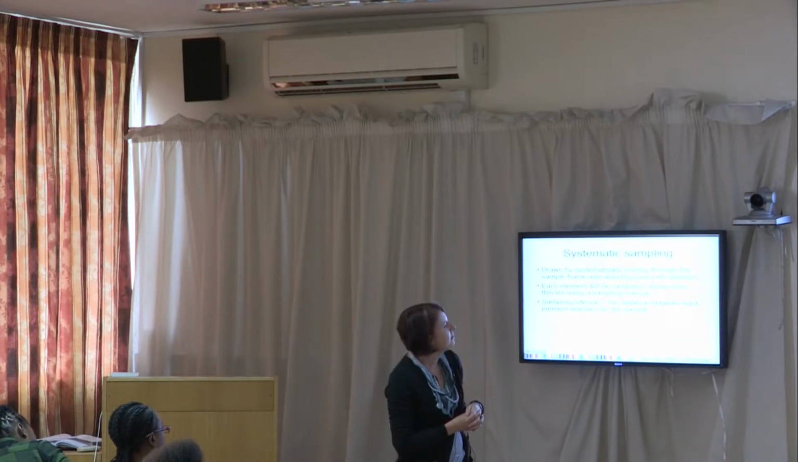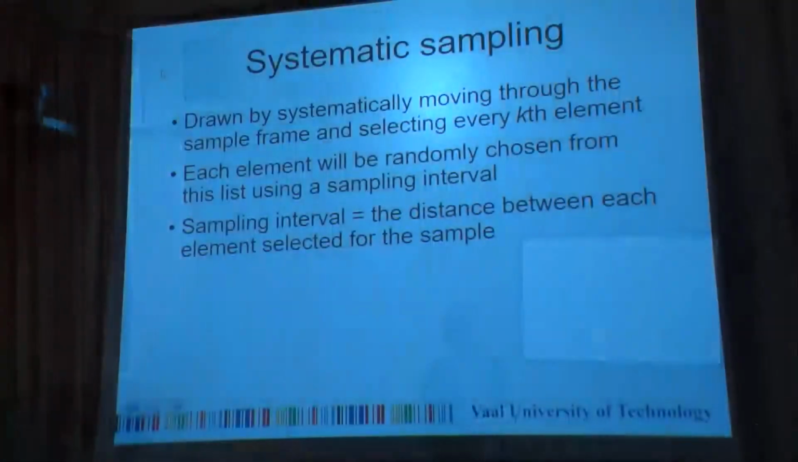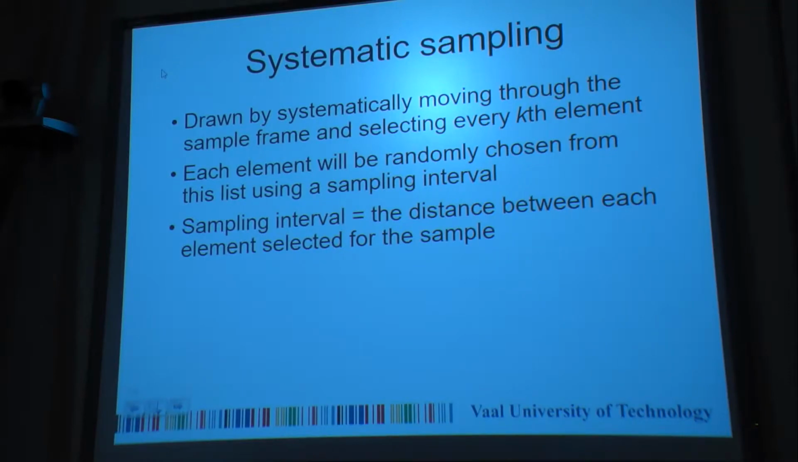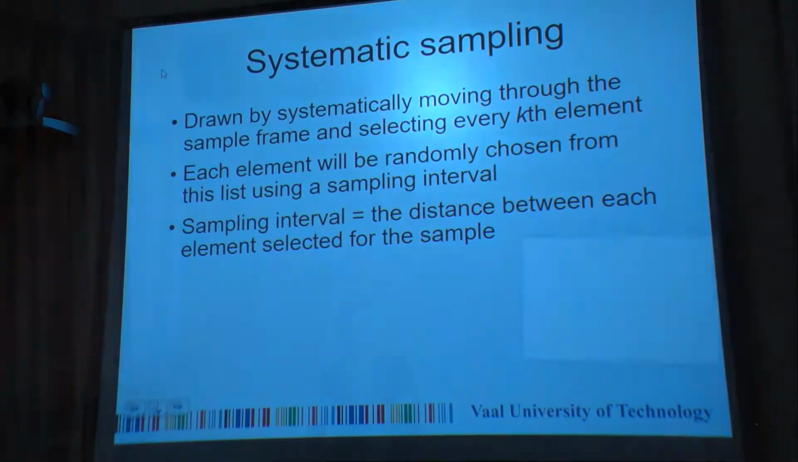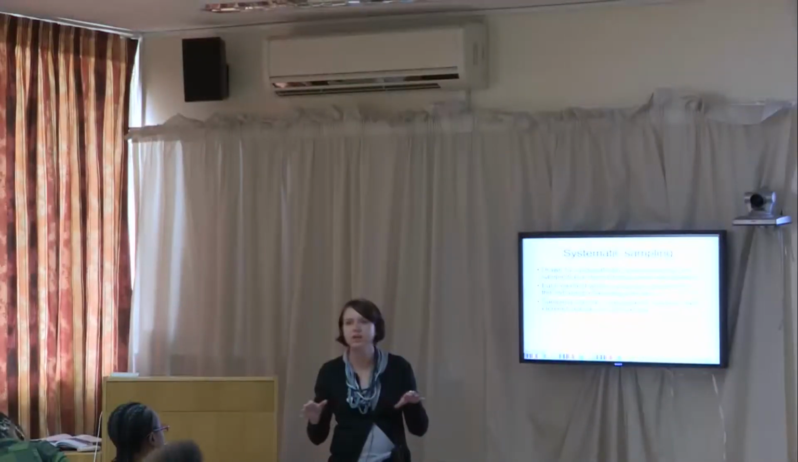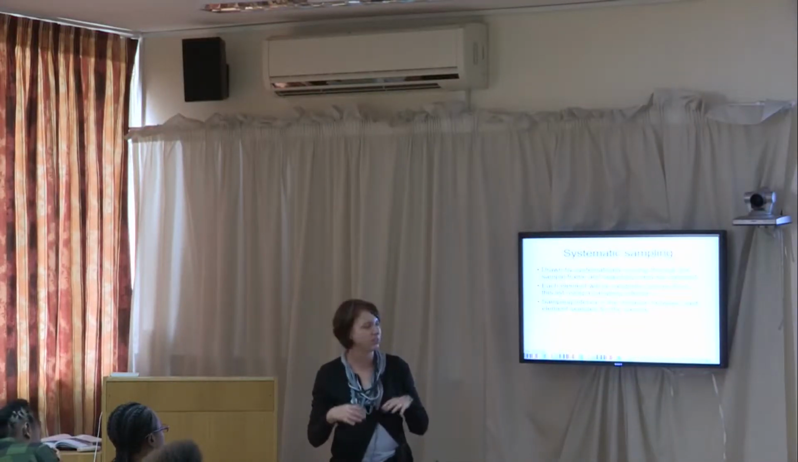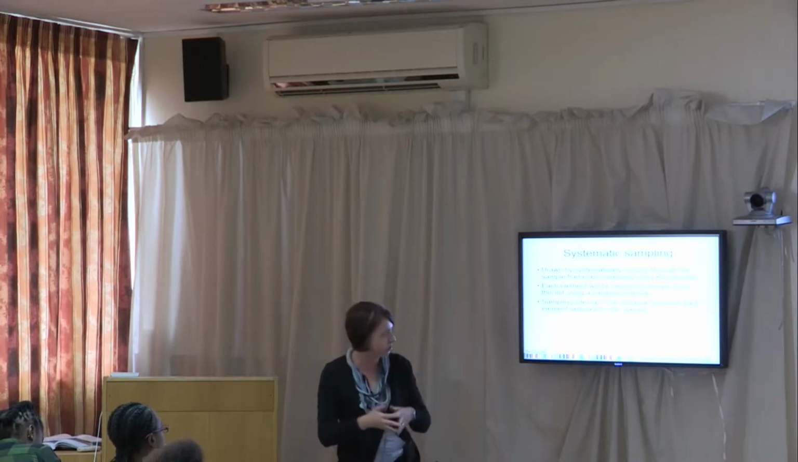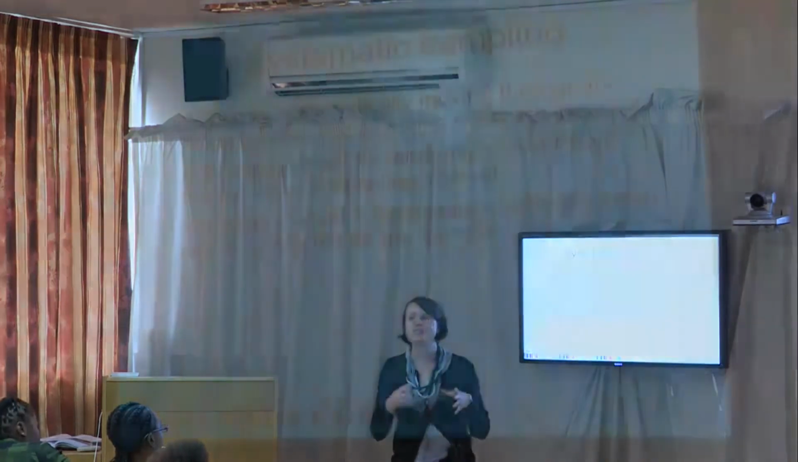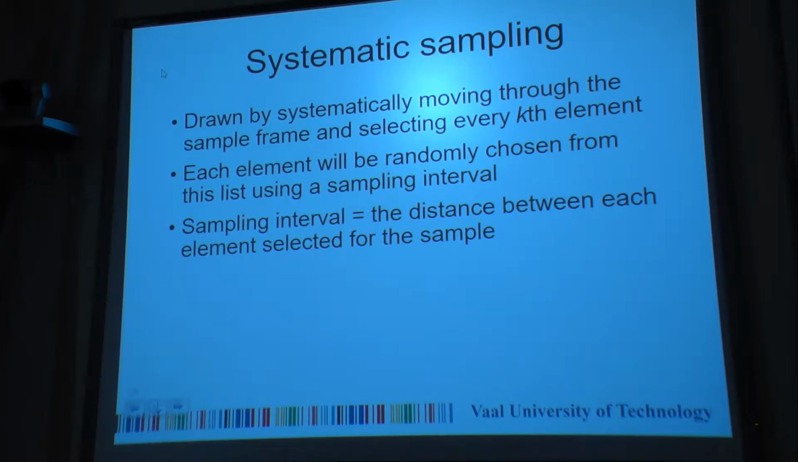So systematic sampling is drawn by systematically moving through the sample frame. Remember the frame, if you hear the list, sampling frame, you think of a list of respondents. Everybody that's on that list of respondents. If it's businesses, individuals, you think of a list. And selecting every second, every third, every fourth person or business on that specific list, or element, it can be an individual, it can be a business, or whatever you are focusing on. Households can also be an element.